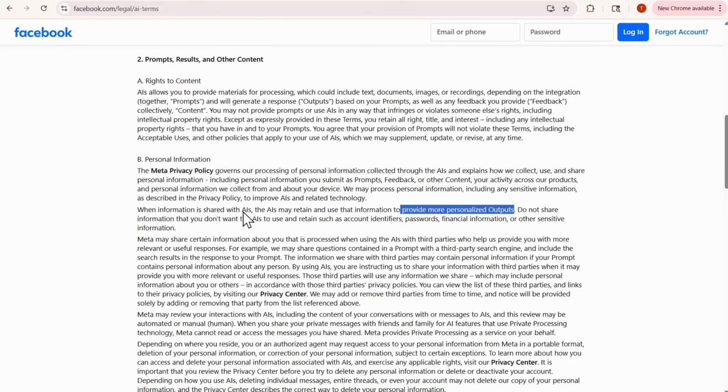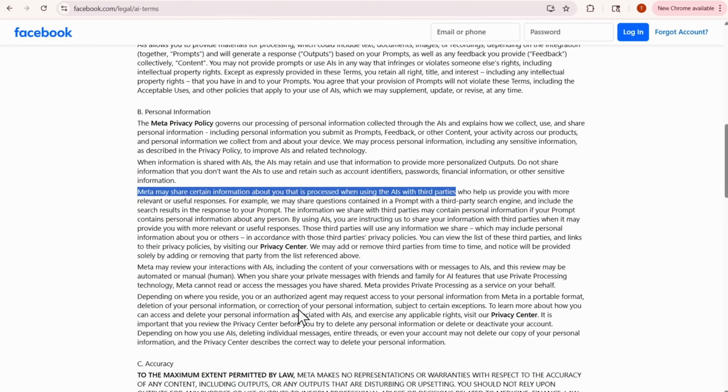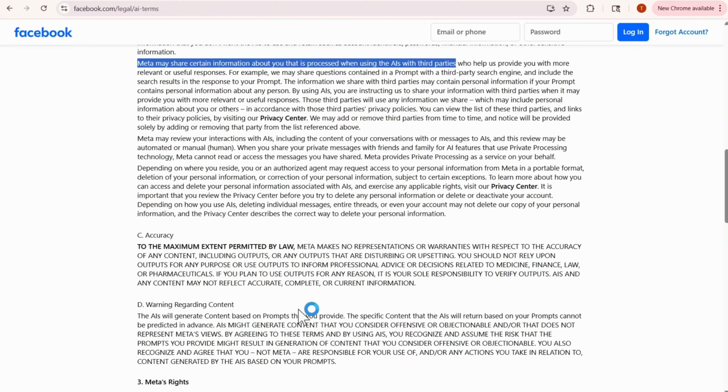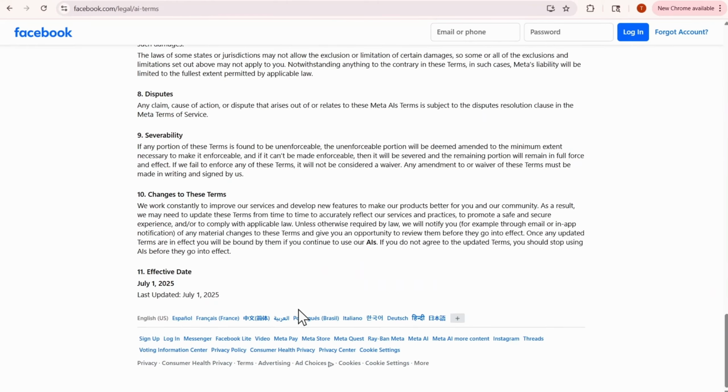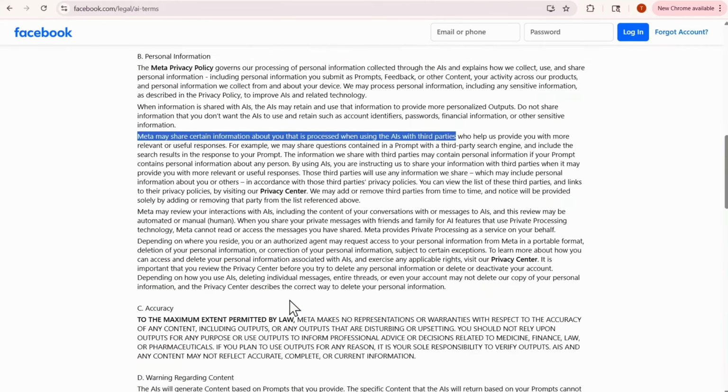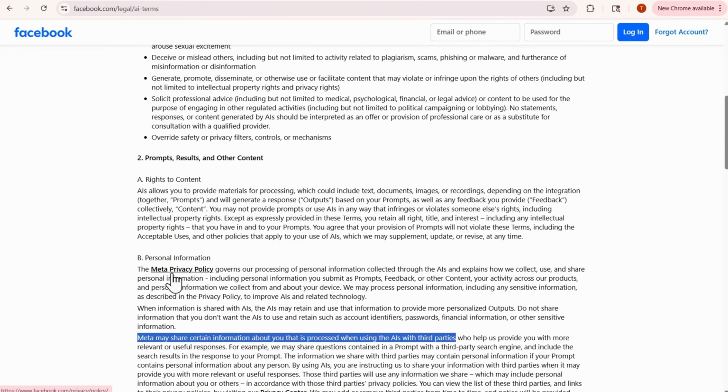Do not share information that you don't want the AI to use and retain, such as account identifiers, passwords, financial information, or other sensitive information. Meta may share certain information about you that is processed when using the AI with third parties. Now, this is interesting. I think it would be useful for organizations to display who those third parties are from a transparency perspective. I don't see that in the terms. However, it may be displayed in the privacy policy.